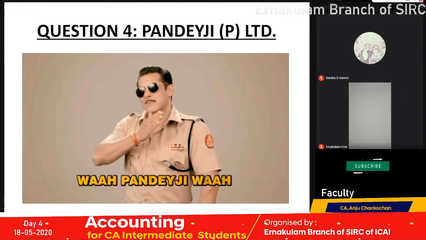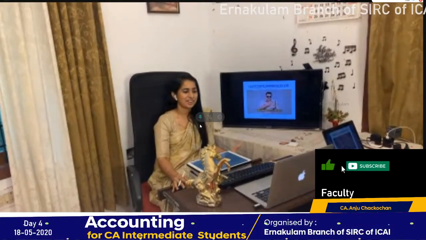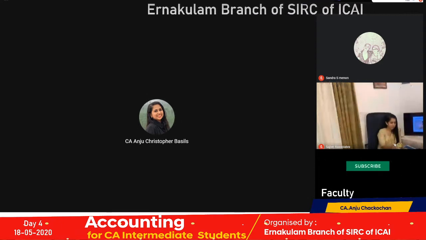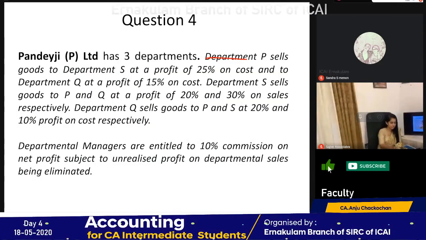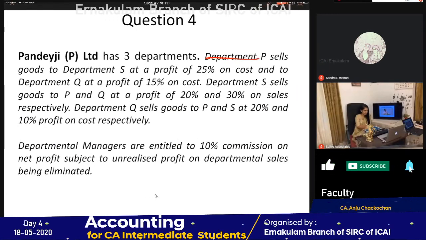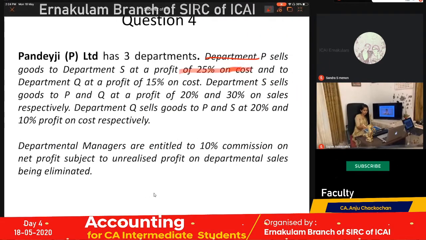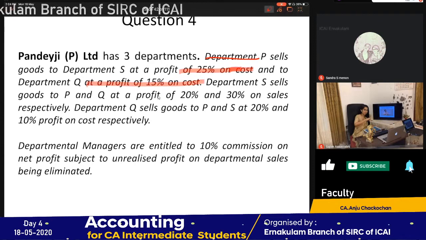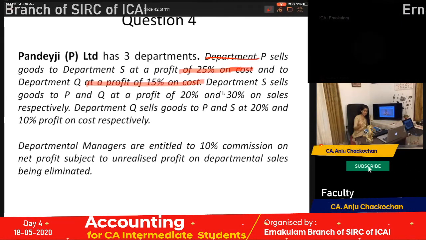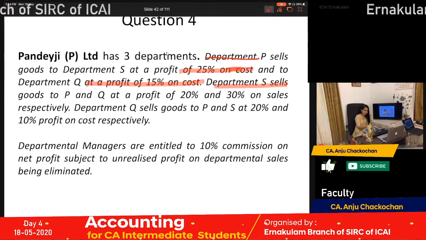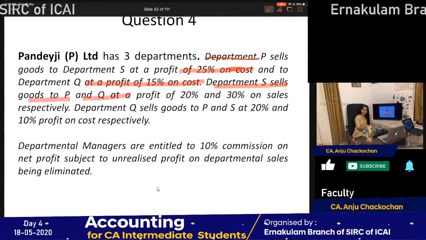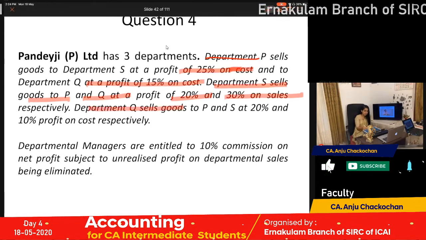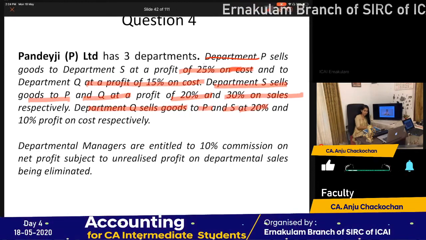I'll just read through the question and let's see how it goes. Pandeyji Private Limited has three departments. Department P sells goods to Department S at a profit of 25% on cost, and to Department Q at a profit of 15% on cost. So Department P is sending goods to Department S and Department Q. Let's see how to sort this out. Department S is selling goods to Department P and Department Q at a profit of 20% and 30% on sales. Department Q is selling goods to P and S at 20% and 10% on cost.